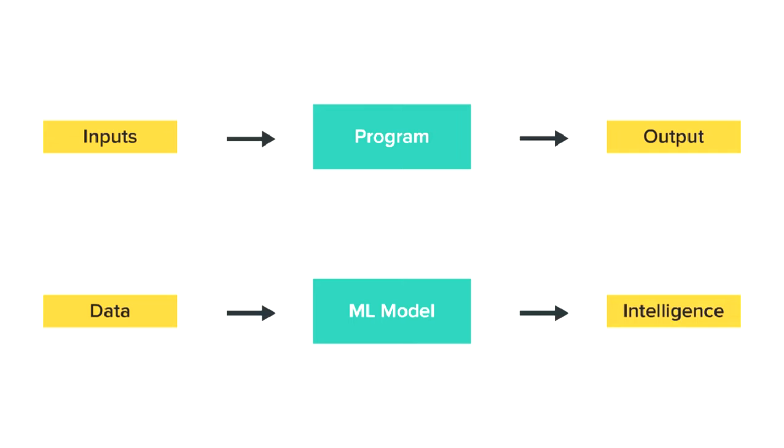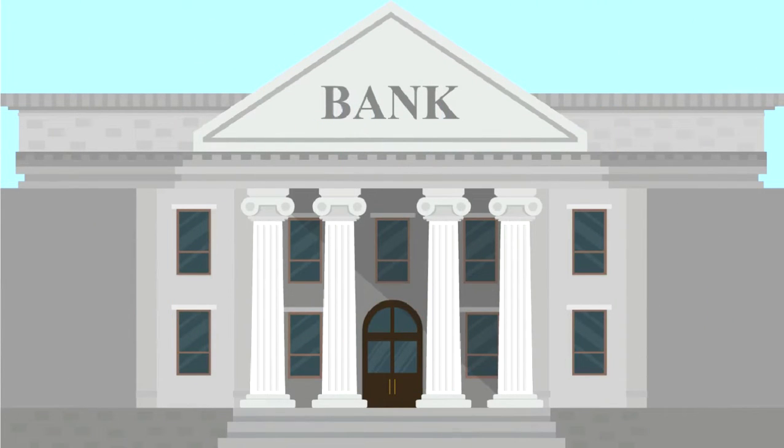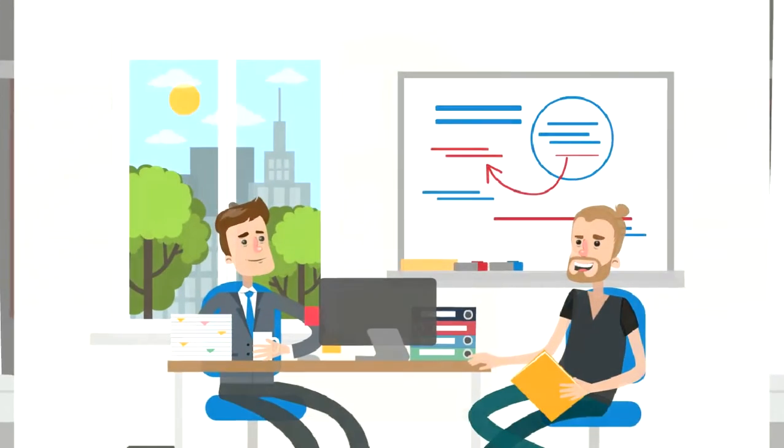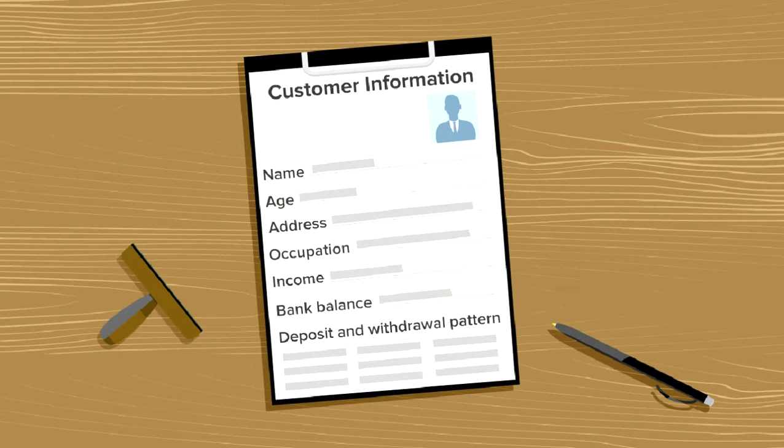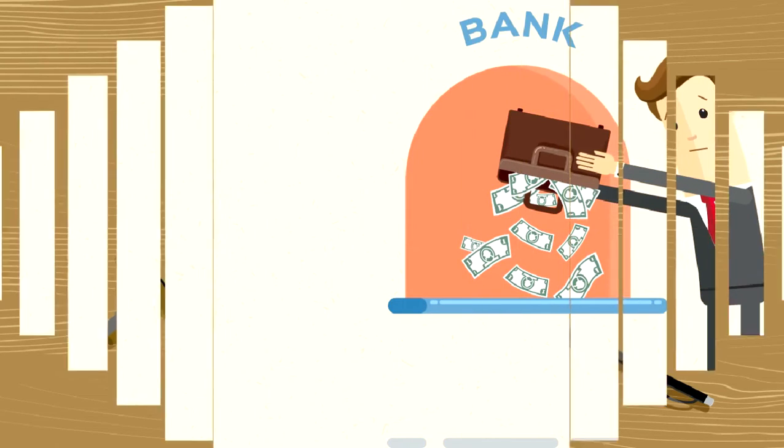Throughout this training program, we would study various machine learning models in detail. For now, you can think of an ML model as a black box which can analyze lots of data and come up with an answer for a question we are interested in. Let's see how. Let's take an example of a bank approving a loan for its customer, and the question we want to answer is whether the bank should approve the loan for this customer or not. The bank has all the information, or let's say data, about the customer such as his age, address, occupation, income, his bank balance, and his deposit and withdrawal patterns.